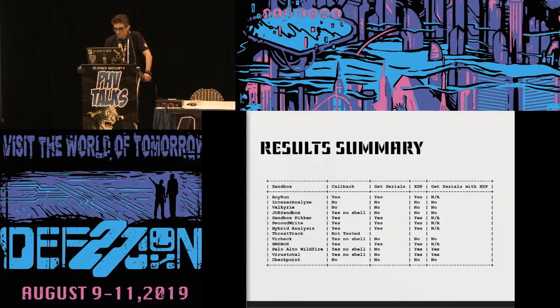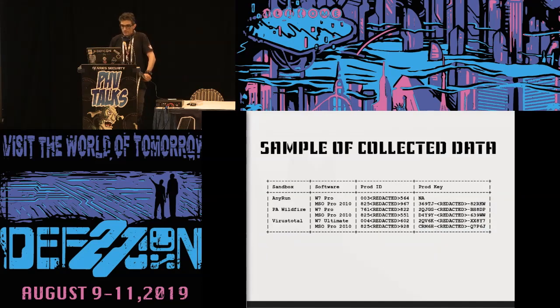So this is the summary of what I did: the results on the several sandboxes with the specific test I ran, and a sample of collected data. Here I'm focused mainly on the Office product key, which was obviously redacted here for privacy, but you can get everything out from the systems. It's just a matter of thinking about what you want to get.